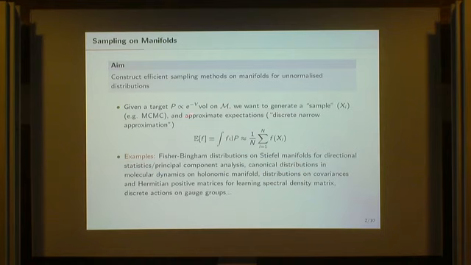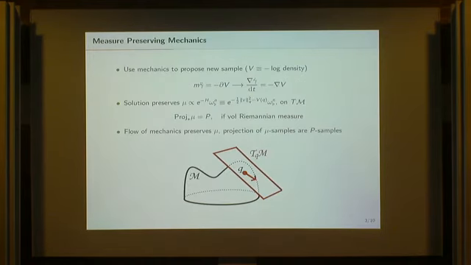So you want to approximate your target distribution with some discrete measures. One of the ways to do that is to use mechanics. Here we're going to assume that the minus log density of your target is a potential energy. That's essentially the mechanics interpretation of sampling. And if you were in Euclidean space, you would propose moves using basically Newton mechanics. So this is a way to propose new points to approximate your measures.